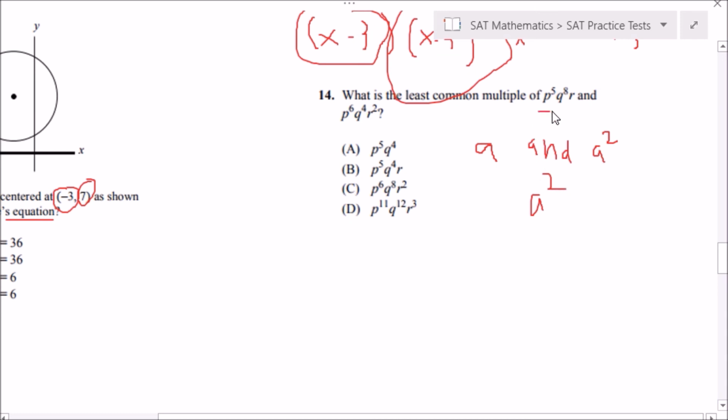So here we'll get p to the power of 6. Now we see the next, q to the power of 8. And finally, the last one is r squared. And that's our answer, C.